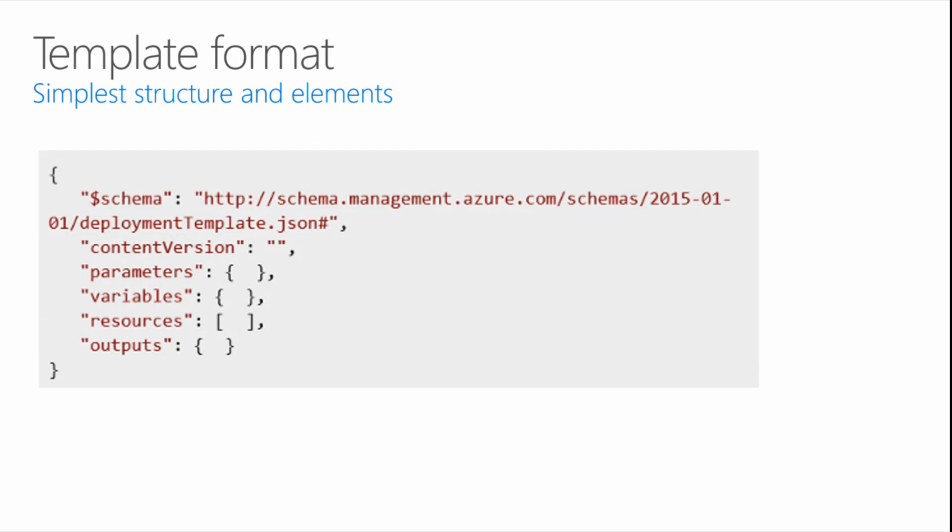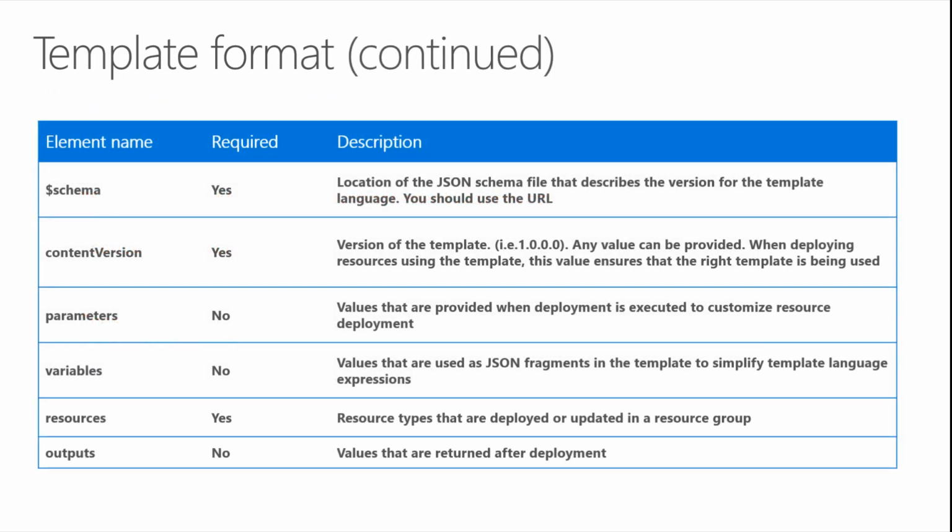This is the simplest structure in elements. So you reference a schema, content version, parameters, variables, resources, and outputs, and we'll break all those down.